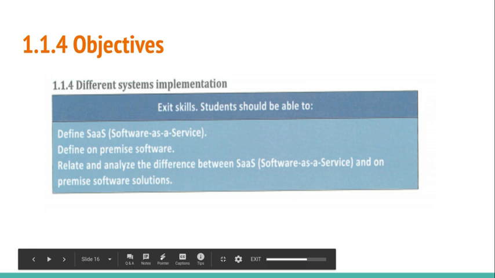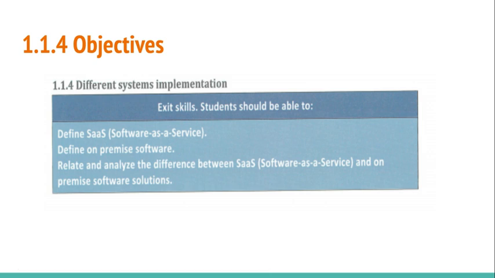So we are going to focus on 1.1.4, which is talking about different systems implementation. Again, we're talking about systems fundamentals on this topic, which are all the things that take place before, during, and after a new system is implemented. So the objectives for today, after you complete this lesson, you should be able to define SaaS, software as a service, define on-premise software, relate and analyze the difference between software as a service and on-premise software solutions.